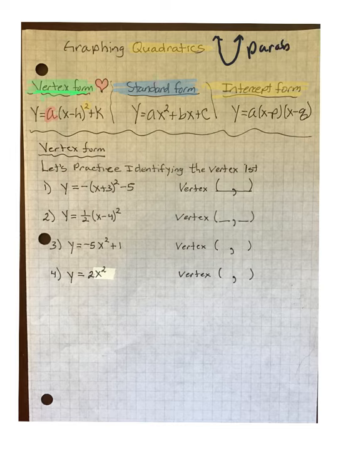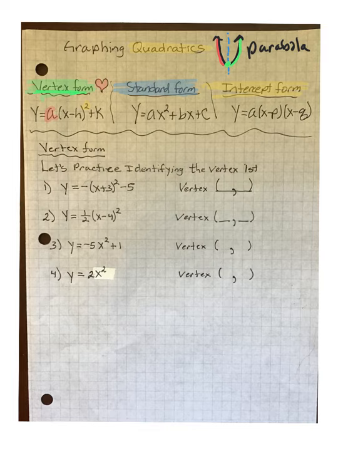And notice that parabolas have symmetry. So if you were to fold this line where the vertex is and fold that parabola, you could see that one half of the parabola would end up landing on the other half of the parabola. So they have symmetry. Okay, so let's look at the vertex.